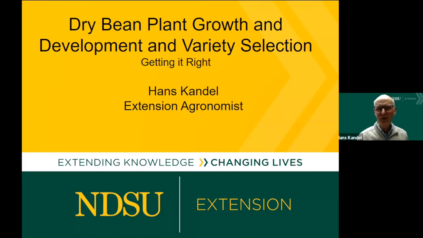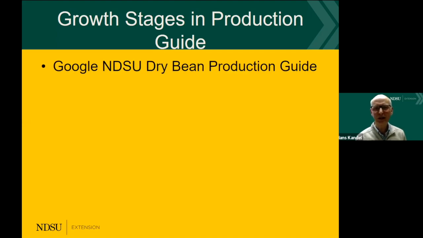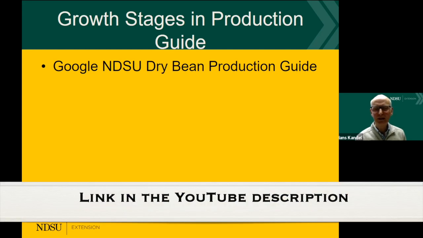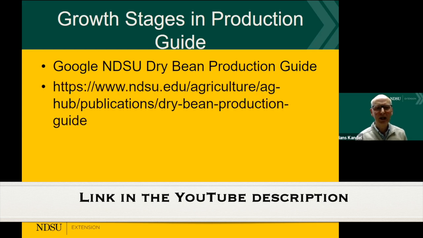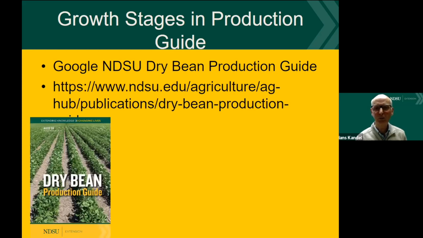So I'm going to talk a little bit about plant growth and development, and I'm also going to talk about some of the resources we have to find information on variety selection. First of all, we do have a production guide available, and the easiest way to obtain that guide is to Google NDSU Dry Bean Production Guide. It is available on the web for download. There are also some hard copies available. The Bean Growers Association had some available.